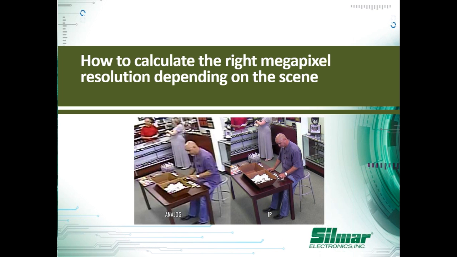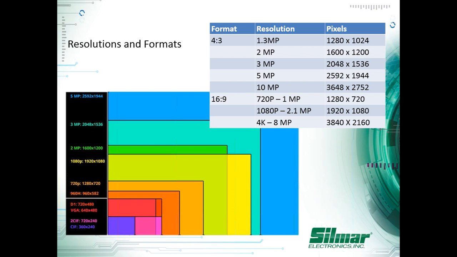So there are 2 different formats in video that we see: the 4:3 aspect ratio and the 16:9 aspect ratio. The 16:9 is a rectangular or widescreen aspect ratio. You can see it represented in the yellow box that says 1920 by 1080, whereas the 4:3 aspect ratio is more of a square, represented by the green 1600 by 1200 megapixel resolution. So you can see the different formats, as well as their respective resolutions that they come in.